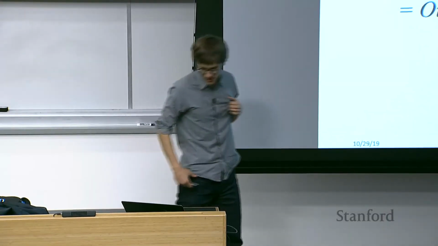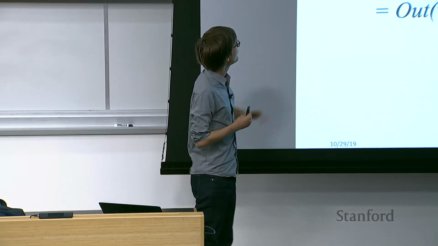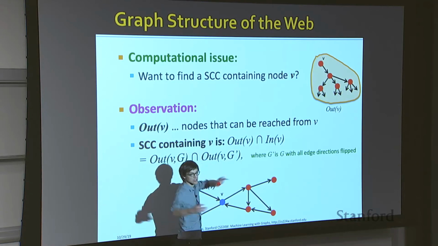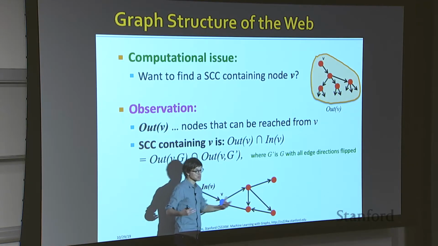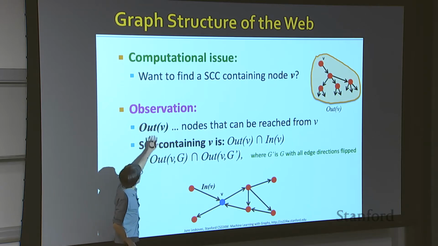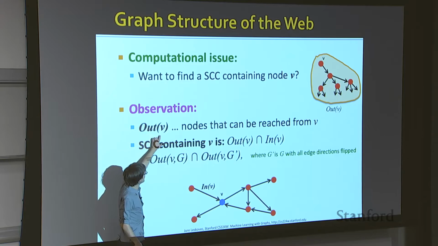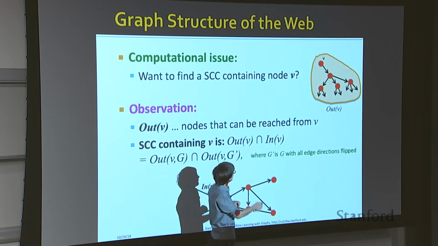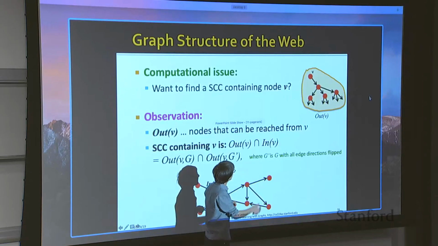Okay? So there are 2 issues. First is the computational issue. How do I find strongly connected components? That seems very hard. And the observation is that doing this can actually be quite easy. So again, remember we defined this notion of the out component of a given node V, which is the set of nodes that can be reached from V. I show this up here.